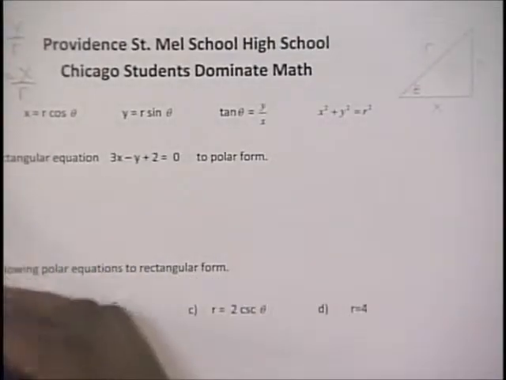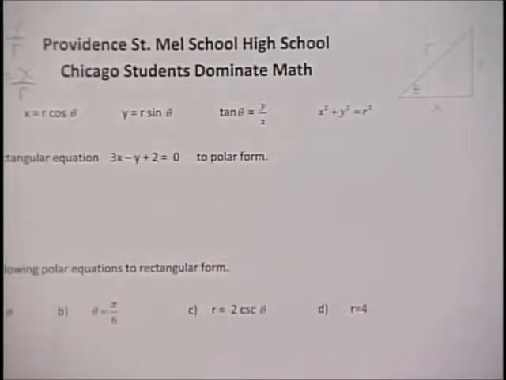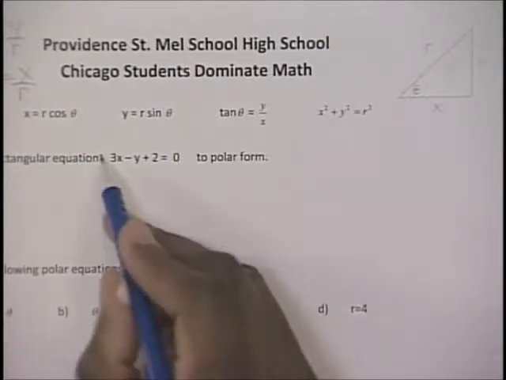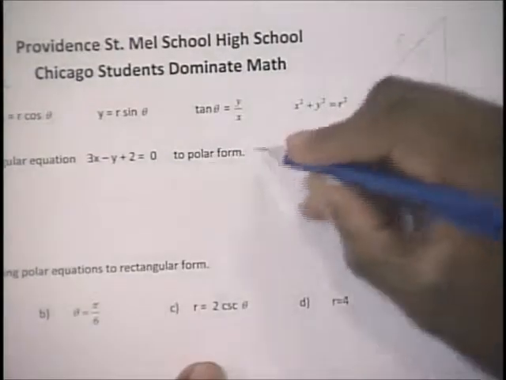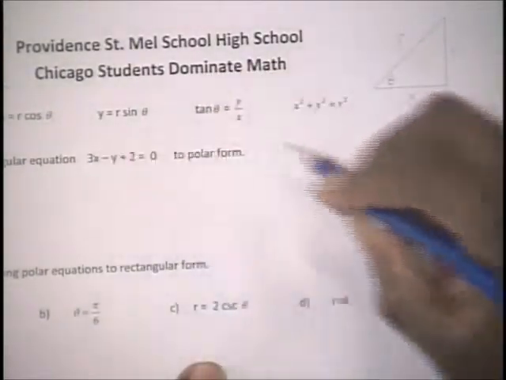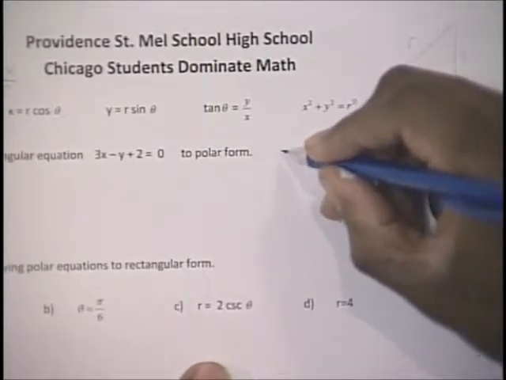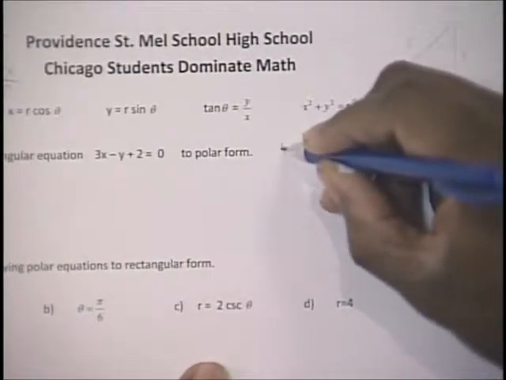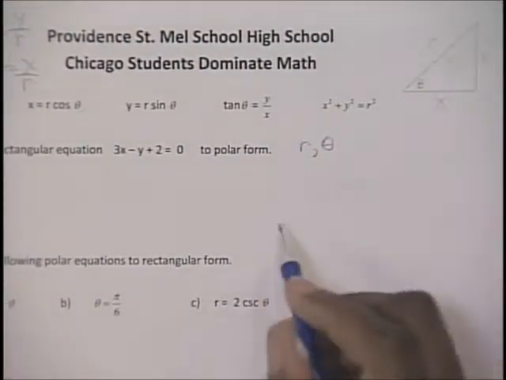So all of that said, we want you to convert this rectangular equation into a polar equation. And what that means is that we want you to rewrite x and y so that the equation is no longer in terms of x and y, it's in terms of r and theta. R and theta. All right? So let's try to do that.